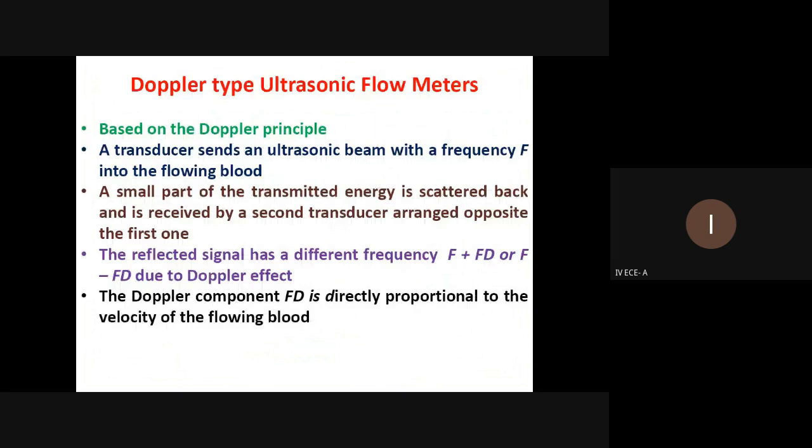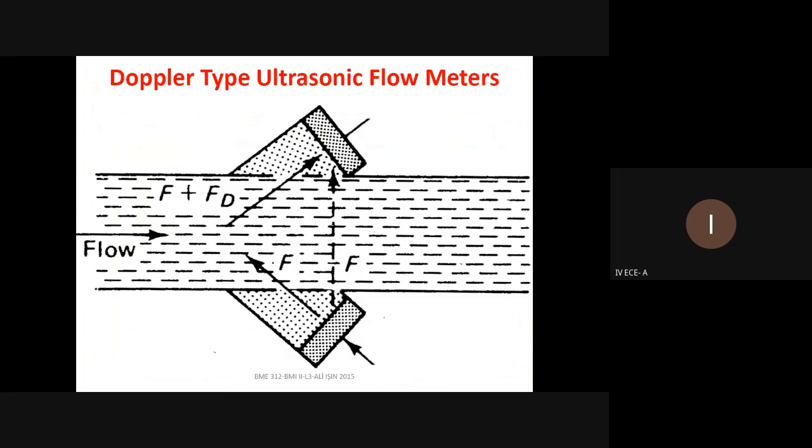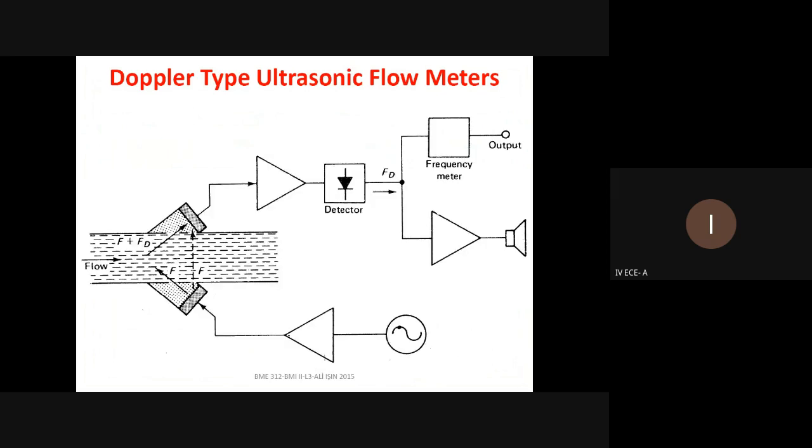Then the Doppler type. It consists of an oscillator operating at a frequency in the range of megahertz, and it excites a piezoelectric transducer. The transducer is mounted to the wall of an exposed blood vessel, and it transmits an ultrasonic beam with a frequency f into the flowing blood. We have seen this from the diagram.